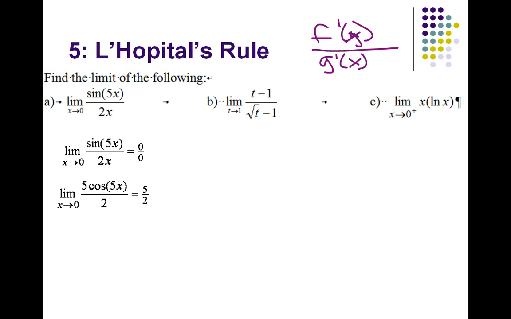So we get 5 cosine of 5x over derivative of the bottom is 2. When I plug in 0, cosine of 0 is 1, so I get 5 halves. And there's my answer. Must show this step right here.